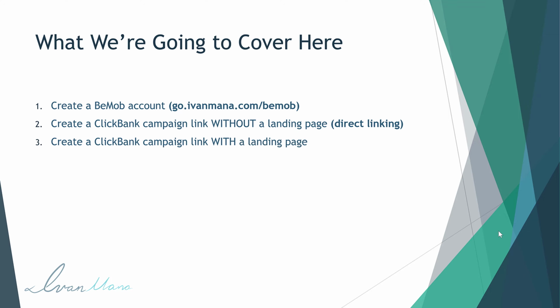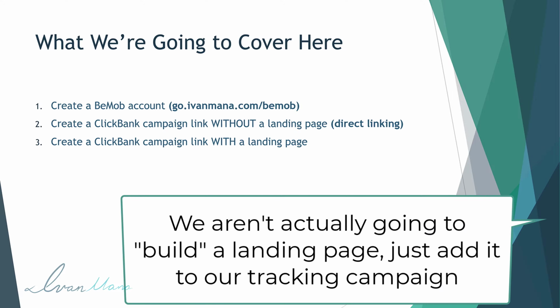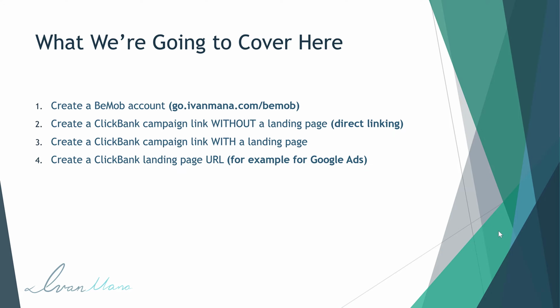Next, we're gonna step it up a notch. We're going to build a landing page and we're gonna create a campaign link with that. Next, we're not going to create a campaign link. We're instead going to use our landing page URL for tracking. And this is useful if, for example, you're using Google Ads and you don't want to use the Google Ads tracking template because Google gets pretty strict around that. So this way you can just use the final URL and still track. And I'm gonna show you exactly how to do all that. Next, we're gonna integrate ClickBank plus BeMob.